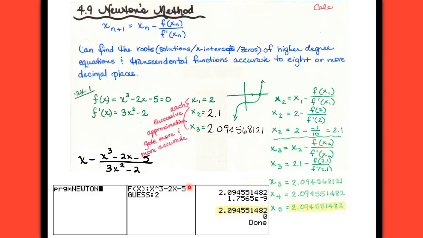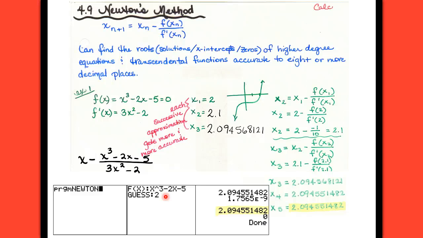Then it's going to ask you for what is your guess? What's your original approximation? If they give you one like they did here, we'll put that in. If not, we'll look at the graph and just see what's a value that's close to that x-intercept. So we could give it the 2. And when we do that, when you hit enter, your calculator is going to go crazy.